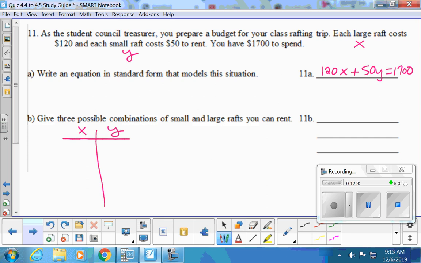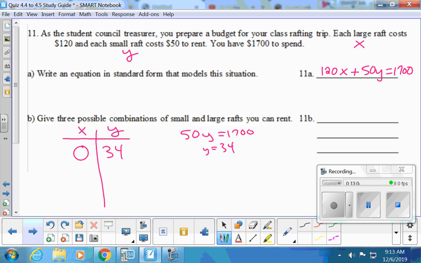So 1,700 divided by 120 is about 14 point something, so that's not going to work. 1,700 divided by 50, that would work. So I could put a 0 in for x. If I put a 0 in for x and I cover my x term, I'm left with 50y equals 1,700. And I divided that by 50 and got 34. So that means my y-intercept is 34. So we found one combination so far that works.